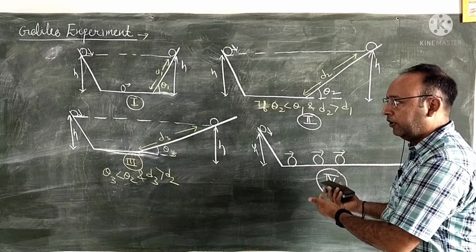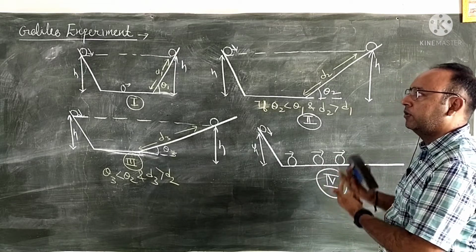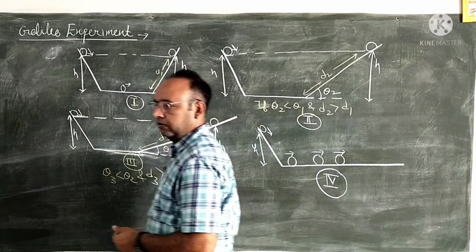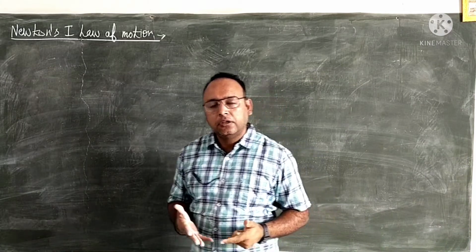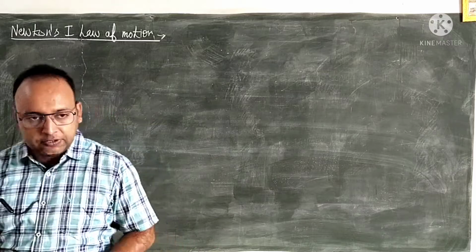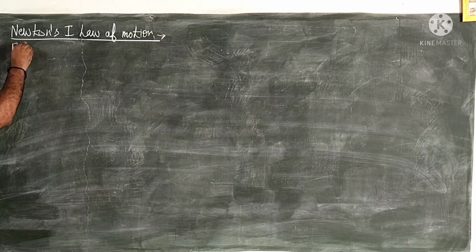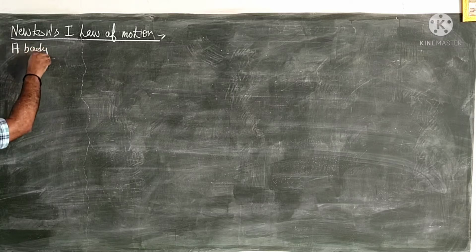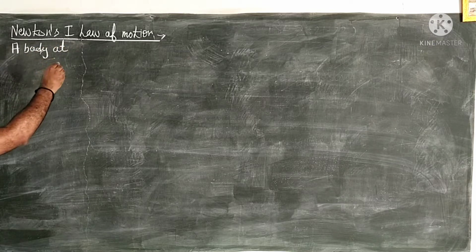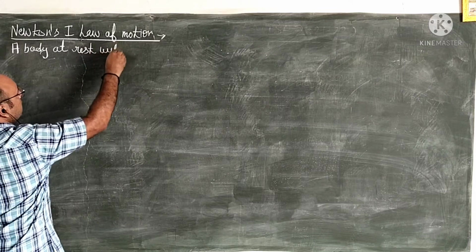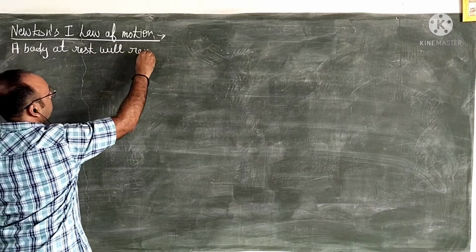Now we are going to define Newton's first law of motion, because Newton observed Galileo's experiment and described his first law. After observing Galileo's experiment, Newton gave his first law of motion. He said that a body at rest will remain at rest.